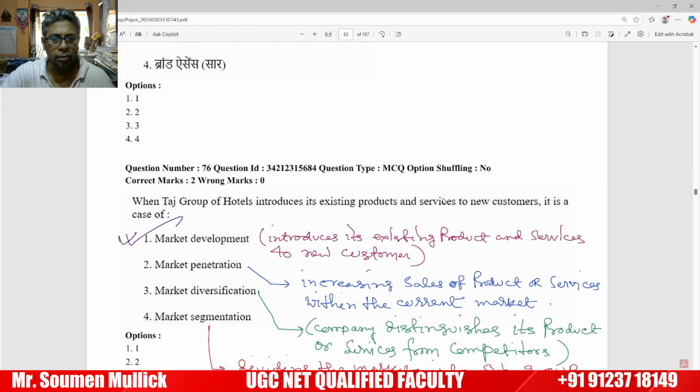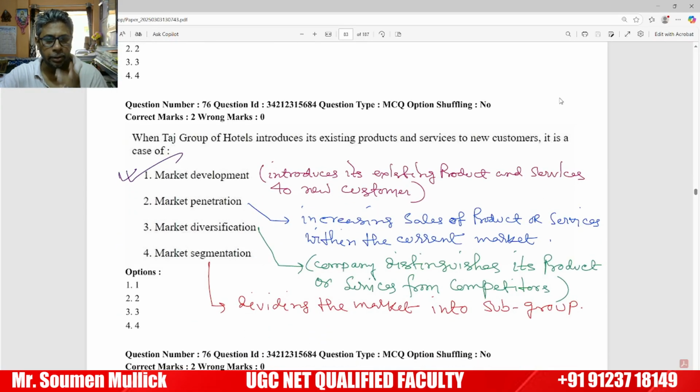Okay, now we move on to our next question, question number 76. When Taj Group of Hotels introduces its existing product and services to new customers, it is a case of. They have given the 4 options: market development, market penetration, market diversification and market segmentation. The correct option is market development.